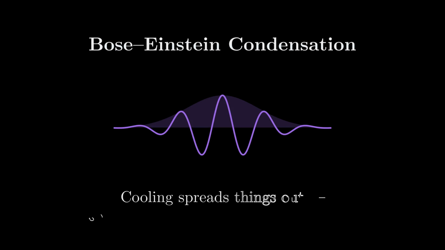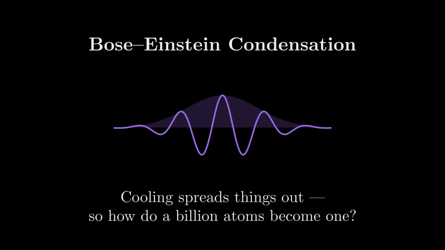We keep cooling and at one precise temperature something absurd happens. A billion separate atoms stop being a billion separate things and become, in a real physical sense, a single object. Not frozen, not merely slow. This is Bose-Einstein condensation, and the puzzle is right there in the contradiction.